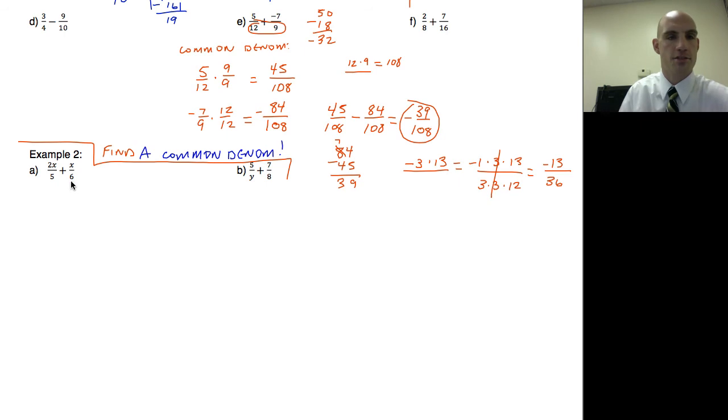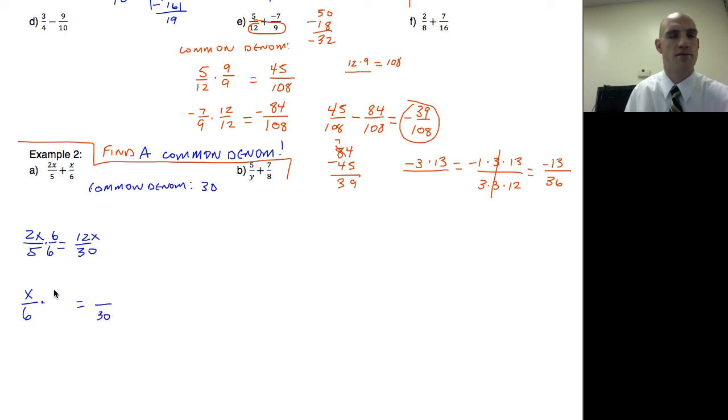Let's look at example 2. Example 2 has some x's and some y's in it, but I want to encourage you not to be scared, because we are going to find a common denominator. Watch how this works. I've got 2x over 5 and x over 6. So my common denominator is going to be 30, because that's 6 times 5.